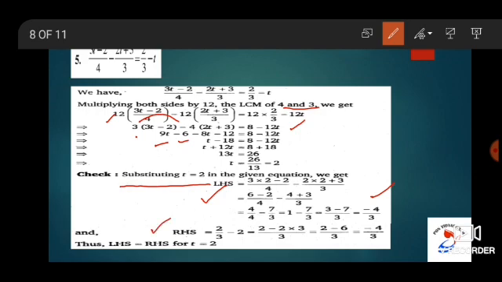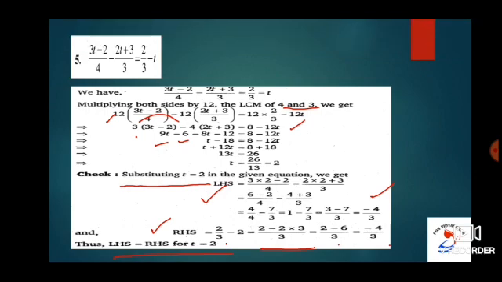Now for RHS, it is 2 by 3 minus 2. That is equal to 2 minus 2 into 3 by 3, because the LCM is 3. So 2 minus 6 by 3, that is equal to minus 4 by 3. Now the value is satisfied on left hand side and right hand side for the variable as t is equal to 2. Now we will go on for the next problem.